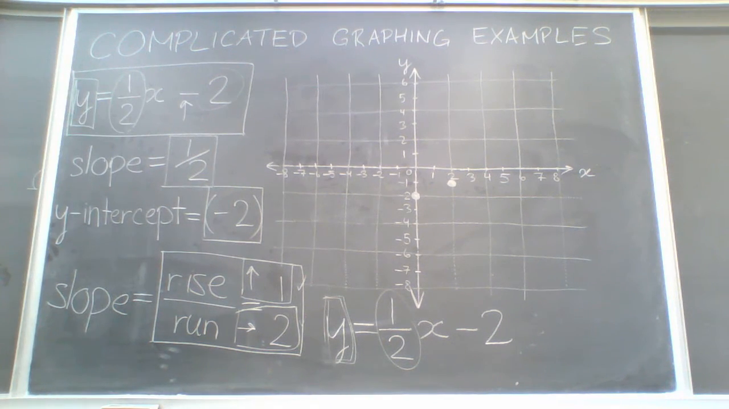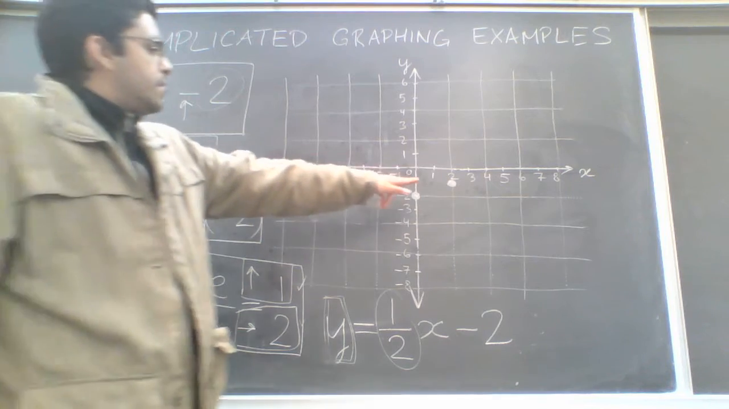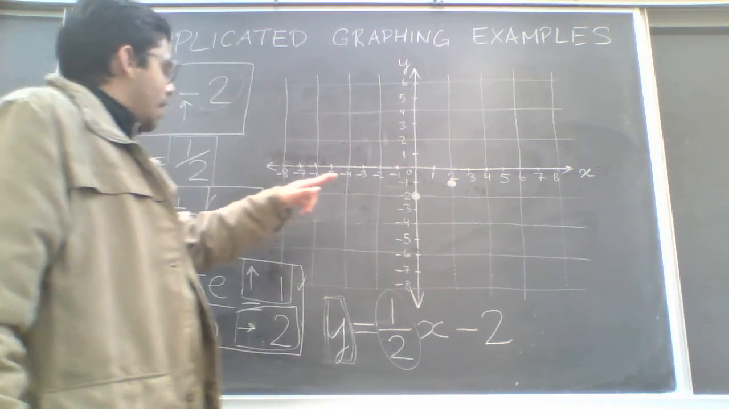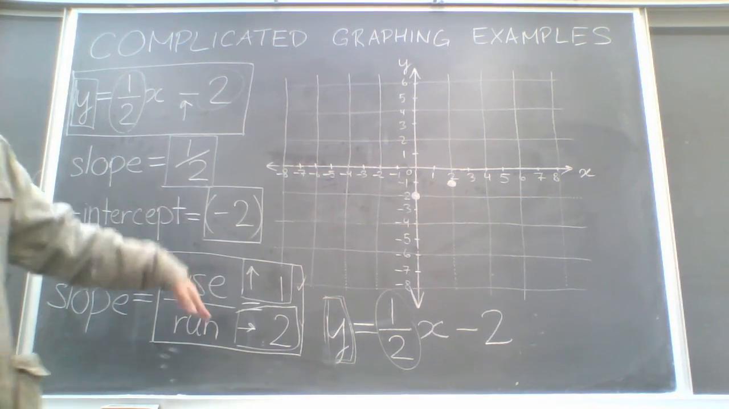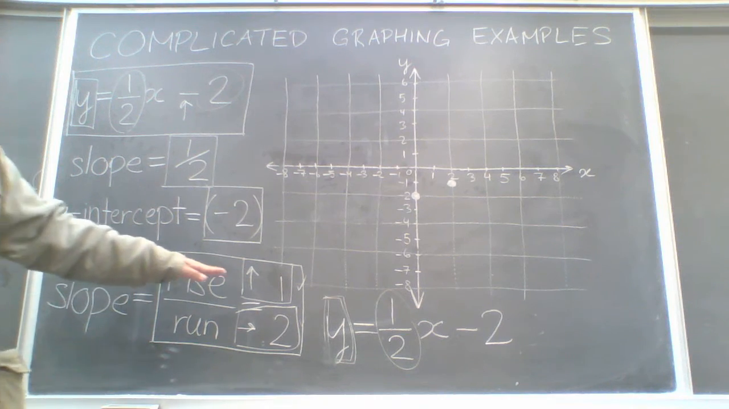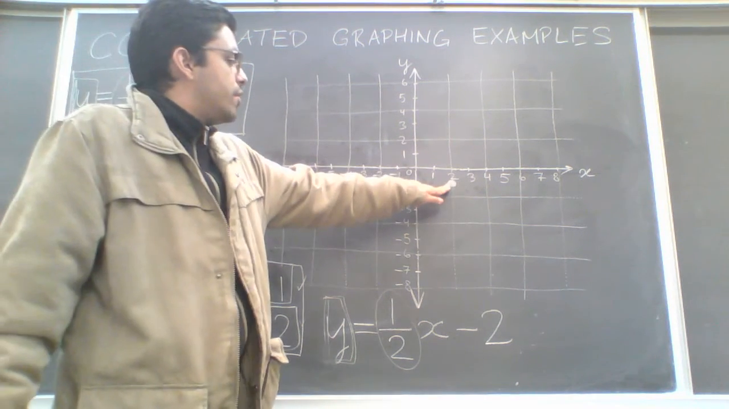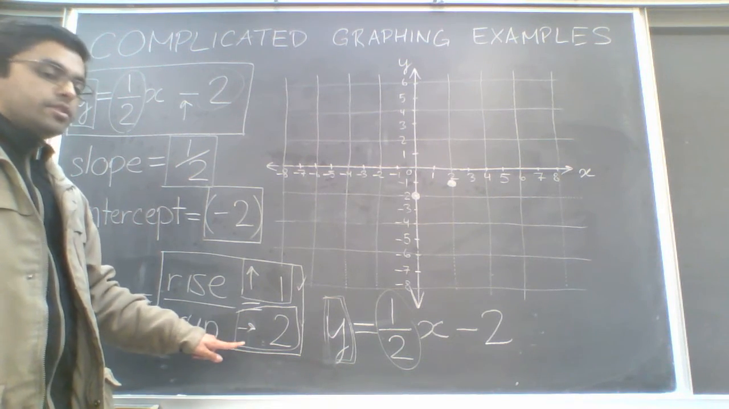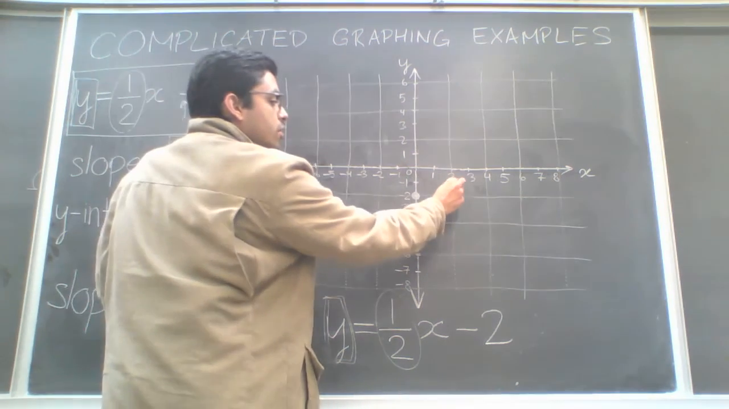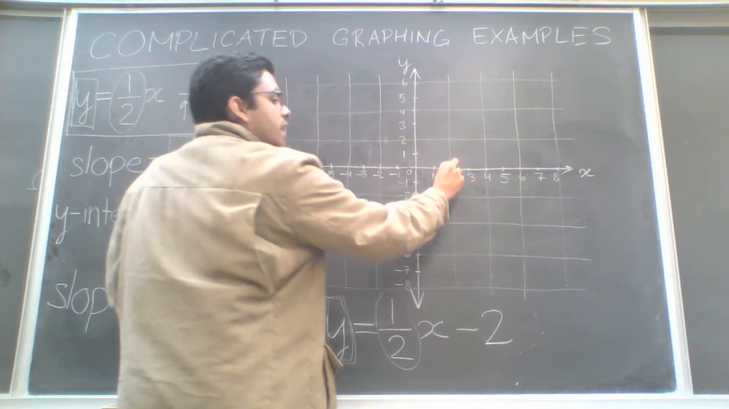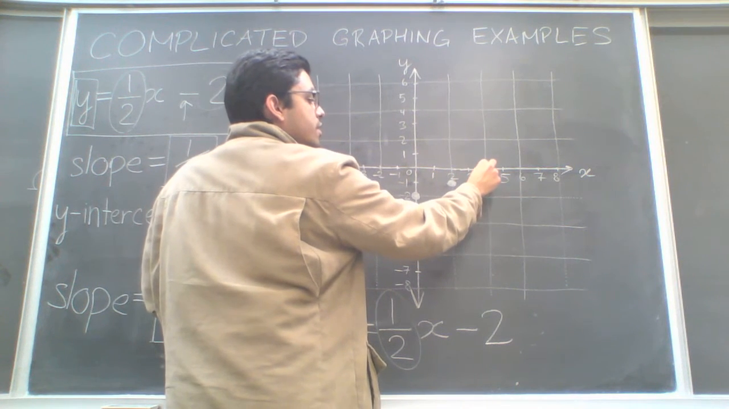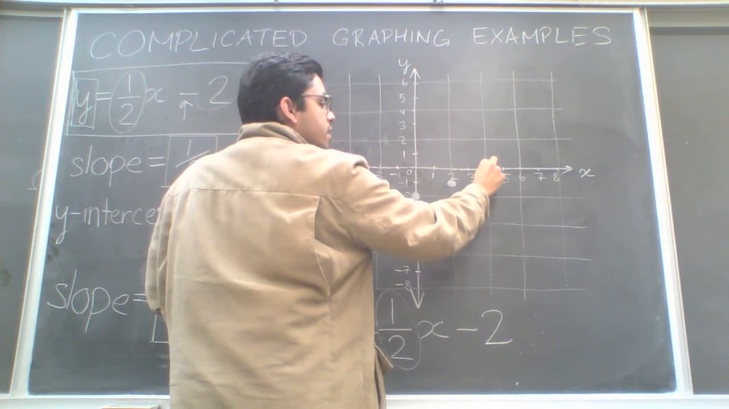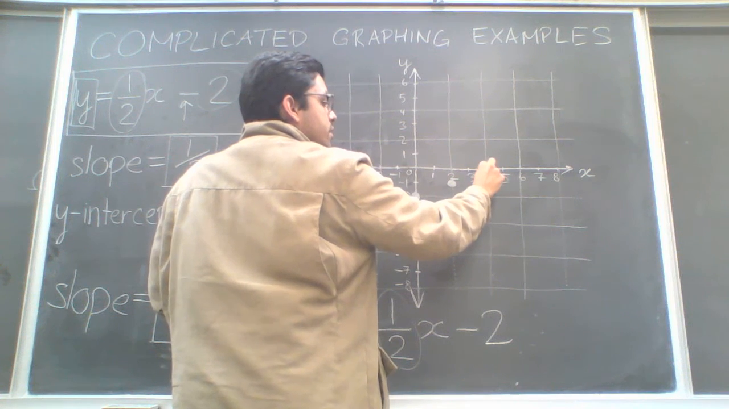So from this second point right here, our next step is to just repeat this process, just rinse and repeat. From this second point right here, we're going to move up 1 unit and then move 2 units to the right. So from here, we move up 1 unit and then we move 2 units over to the right, and we plot a point over there.